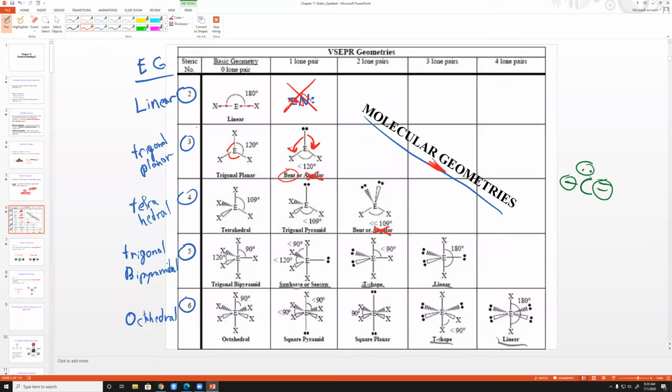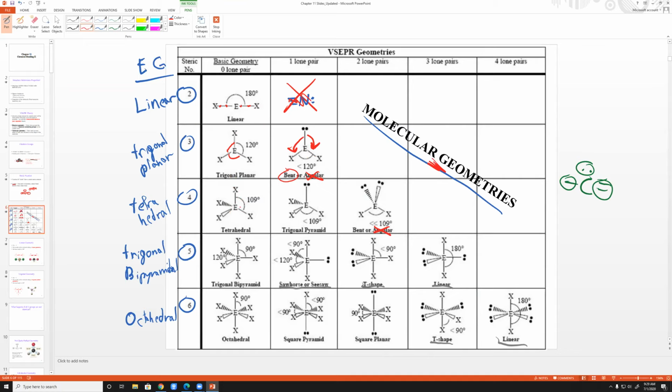Any questions on steric number 3, where you have two possible molecular geometries? You have trigonal planar when there are no lone pairs, and bent when there is one lone pair because it pushes the other two. Okay, going on to steric number 4. The basic no lone pair configuration shape is tetrahedral.